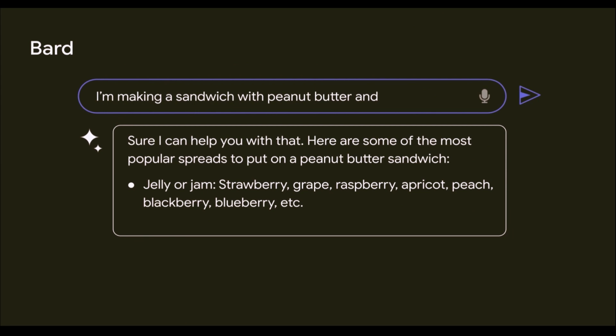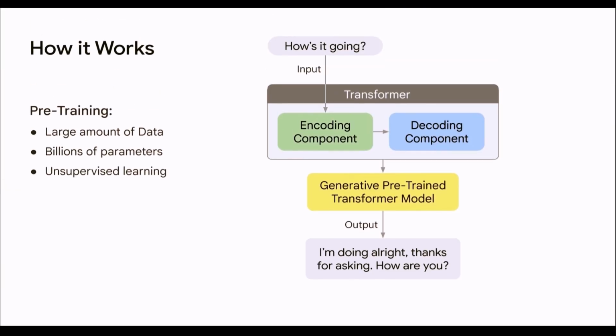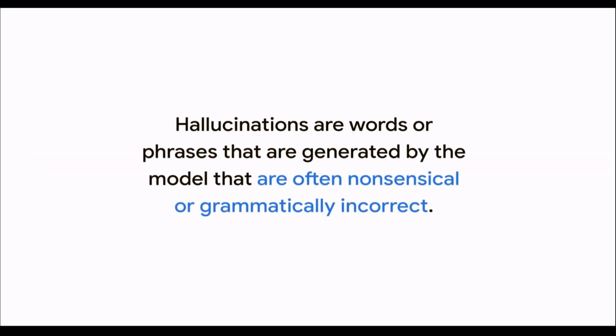Here is an example. Based on things it's learned from its training data, it offers predictions of how to complete this sentence by making a sandwich with peanut butter and jelly. Here is the same example using Bard, which is trained on a massive amount of text data and is able to communicate and generate human-like text in response to a wide range of prompts and questions. Here is another example. The meaning of life is, and Bard gives you a contextual answer and then shows the highest probability response.